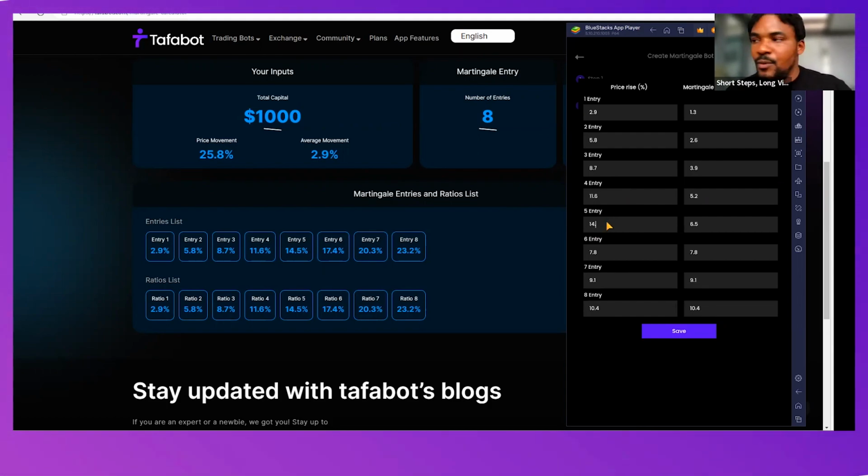14.5, 17.4, 20.3, and 23.2. And I'm going to replicate that to give me the same thing on the ratio. So I'm going to use that. Sometimes it could be different depending on what configuration you're giving, but on average it's almost going to give you this, because that gives you the best entry.